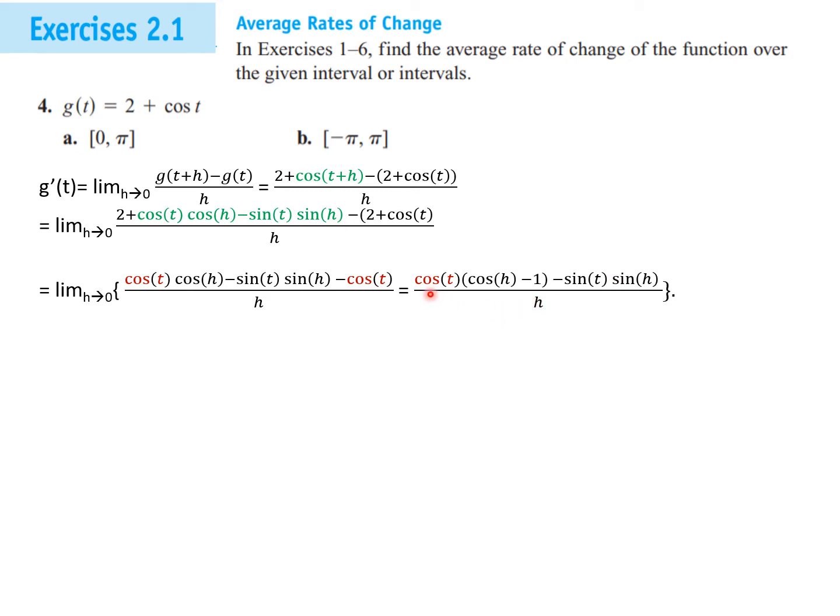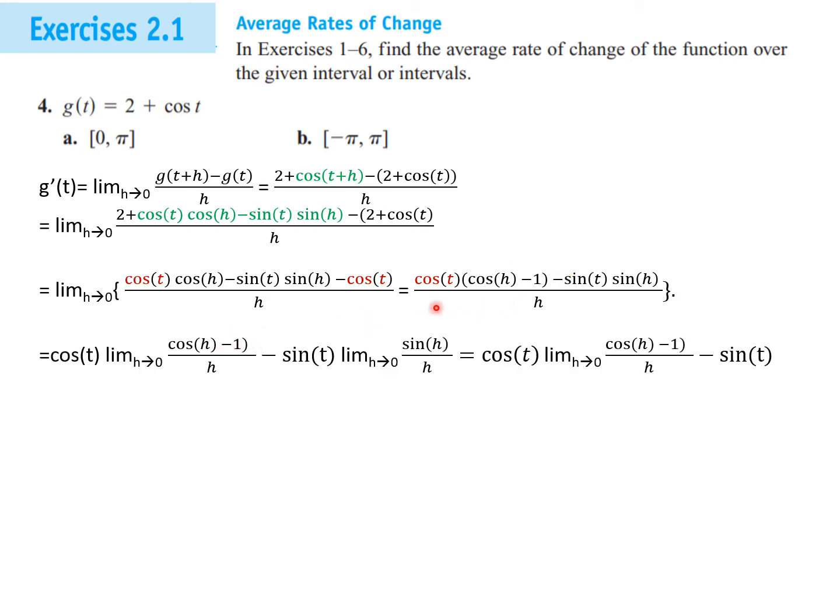Now we have to find the limit of this. To do so, we could go ahead and take cosine t outside the limit, because this limit applies to everything inside. So to apply the limit to this part, the right hand side, we have to take cosine t outside, because cosine t is not impacted by the limit. And then we have to take the limit of the factor of cosine t, which is this value. So we have the limit as h goes to 0 of cosine h minus 1 divided by h.